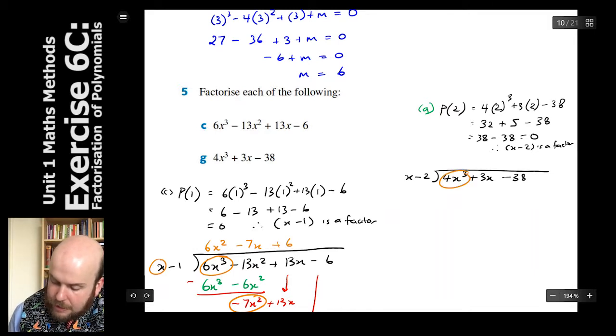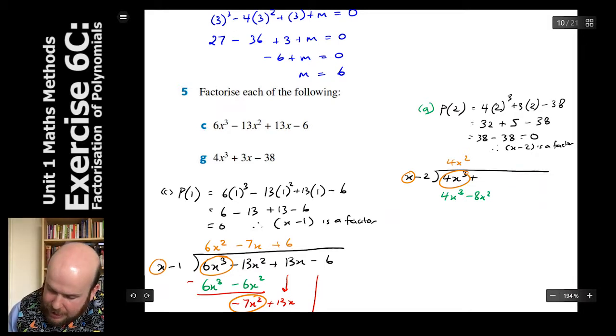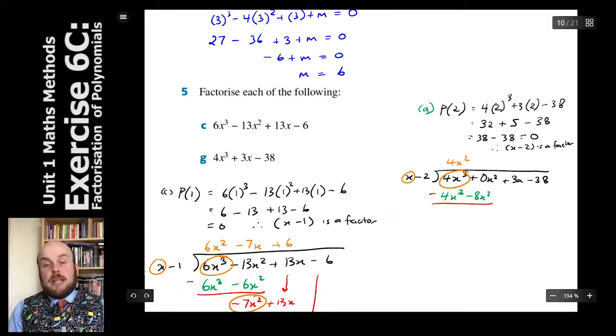So 4x cubed divided by x gives me 4x squared. 4x squared times x is going to get that 4x cubed. 4x squared times negative 2 is going to be negative 8x squared. Oh, and silly me, I have completely forgotten to put my 0x squared in there. There we go, easy fix. So 4x cubed, take away 4x cubed is going to be 0. 0x squared, take away negative 8x squared, that's going to make a lovely positive 8x squared.